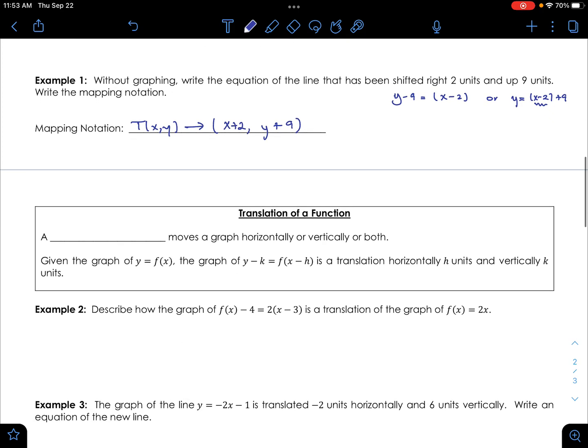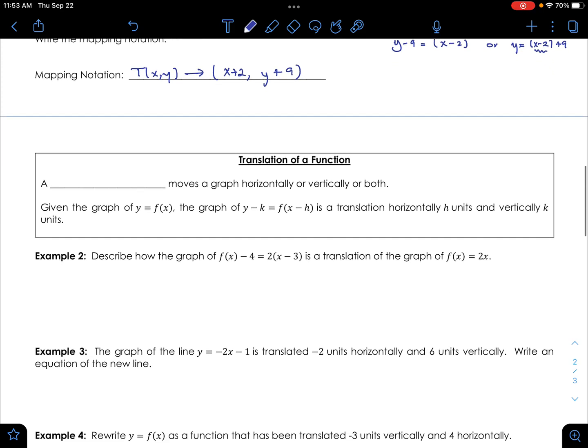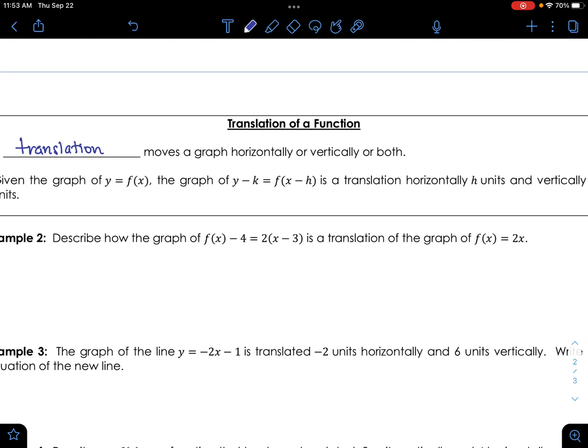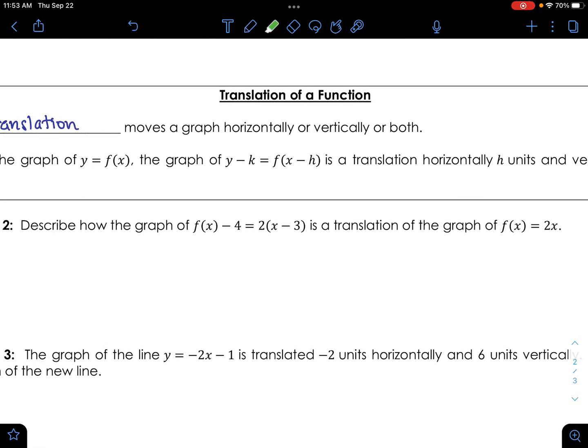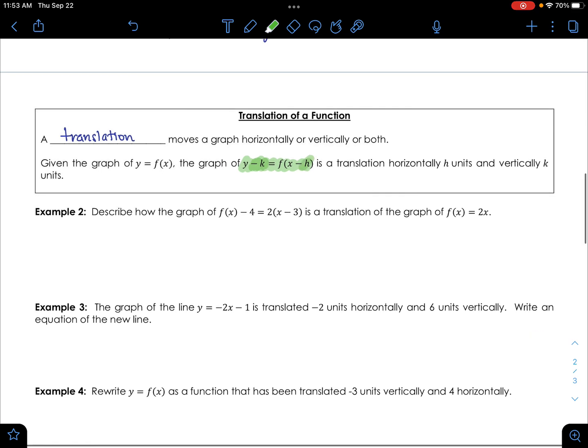So again, these transformations are called translations. Translations are just transformations that move a graph to the left and right, or up and down. They move it horizontally or vertically or both. And when we write these, a lot of times we'll see them written in this form right here, where the K is telling you how it translated vertically, and the H is telling you how it translated horizontally.